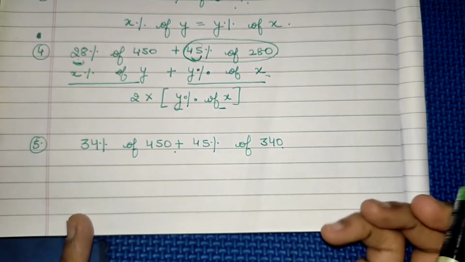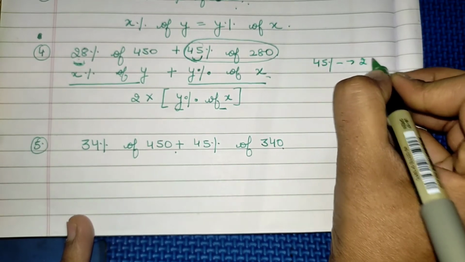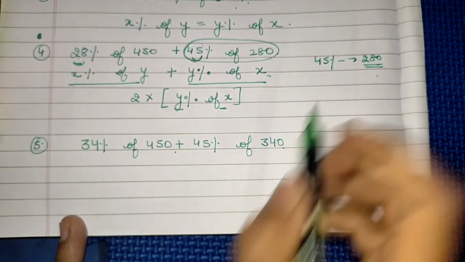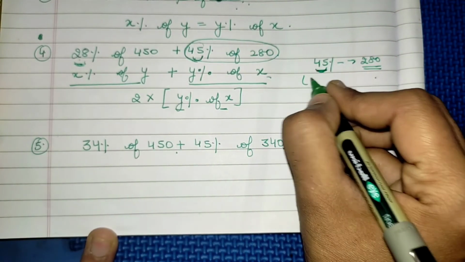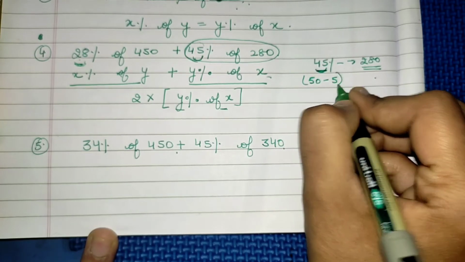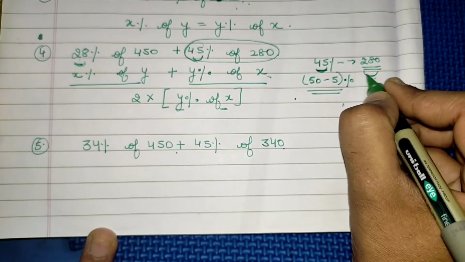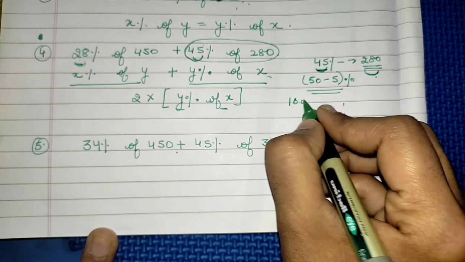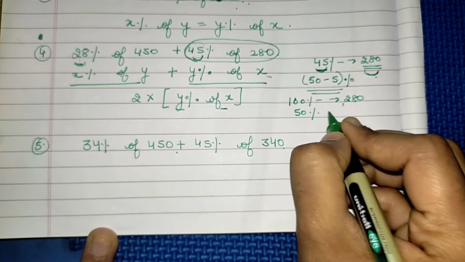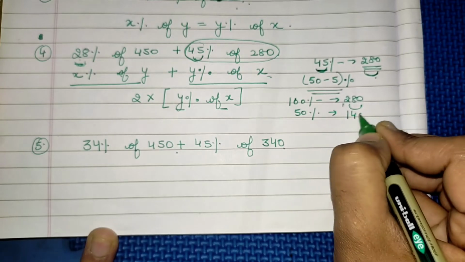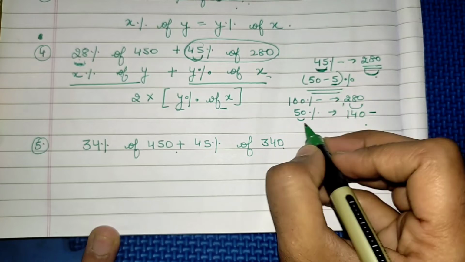Okay, so how to find out this value? 45% of 280. How will you find out? I have told you right now that we are going to use the trick of 50%, because this number is near to 50. So how can I write 45? 45 will be 50 minus 5%, right? So see, this number is my 100%. 100% is equal to 280. So 50% will be equal to what? 50% will be half of this value, means 140.